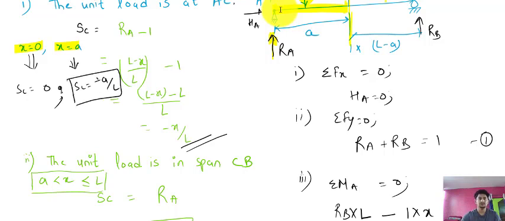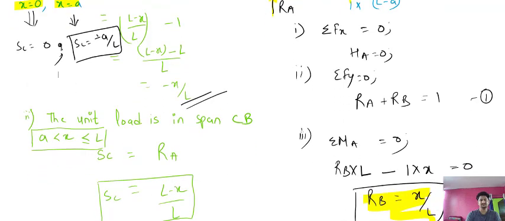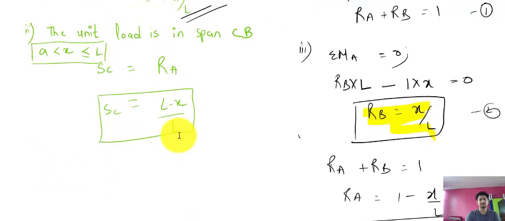Okay, now there will be two conditions for the unit load in span CB. For that, the x value will vary from x equal to A to x equal to L. Now put the value in shear force. For the first condition, shear force will be L minus A upon L. And when x equal to L, the shear force will be 0.